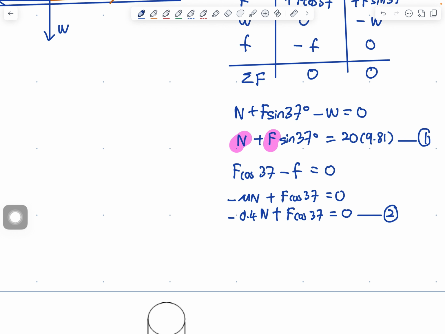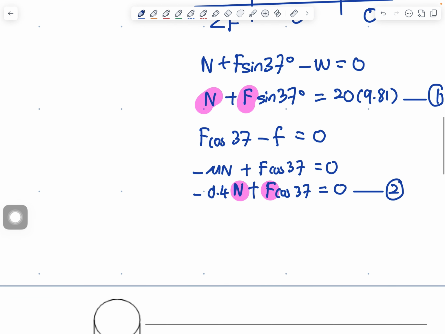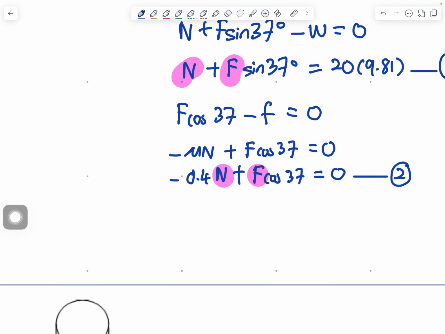Now I have two equations with two unknowns, which are N and the external force. What we can do after this is use our calculator to solve the simultaneous equations, or if you want to do substitution, no problem. You can do that. The fastest way is to use the calculator under mode, 2 unknowns, 2 equations.